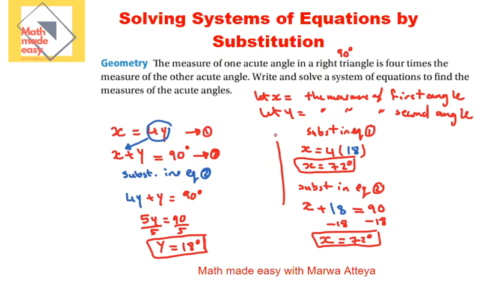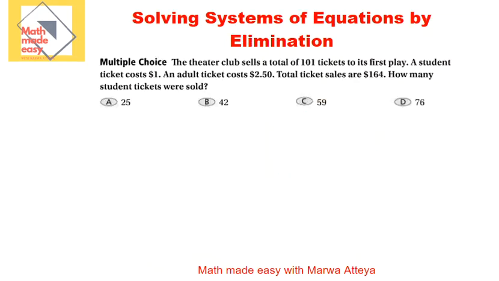Okay? So this was solving systems by substitution through a word problem. Now we will solve systems by elimination through another word problem. This word problem here says that the theater club sells a total of 101 tickets to its first play.